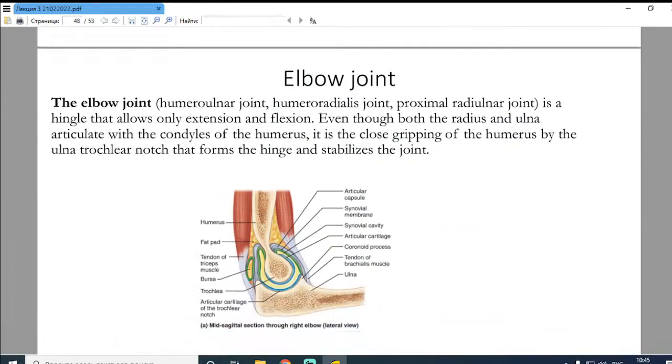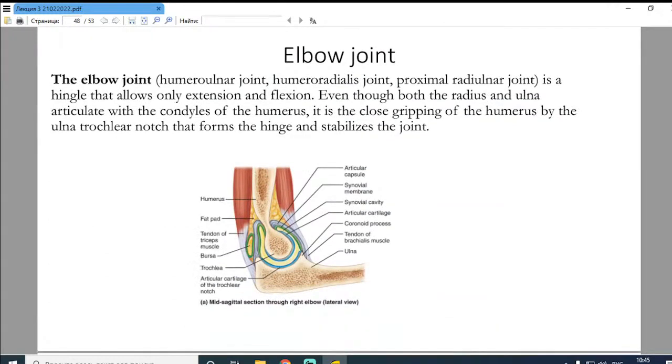Next, the elbow joint. The elbow joint consists of the humero-ulnar joint, the humeroradial joint, and the proximal radio-ulnar joint. This composite joint is a hinge that allows only extension and flexion.